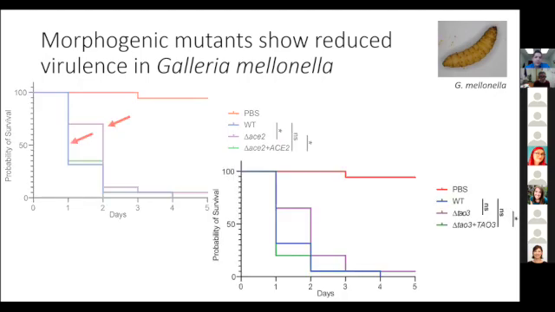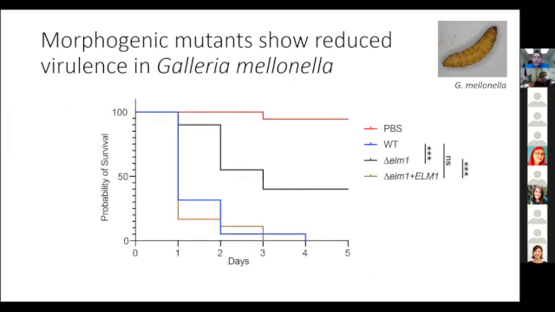This morphogenic mutant. A similar trend for TAF3 did not reach significance in our hands. The ELM1 mutant showed the largest attenuation of virulence compared to the wild type. So ELM1 here in black, compared to wild type in blue.